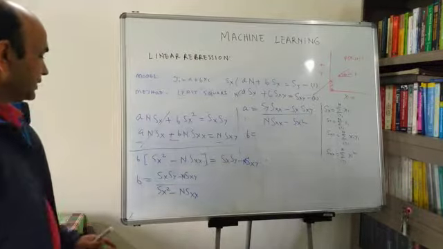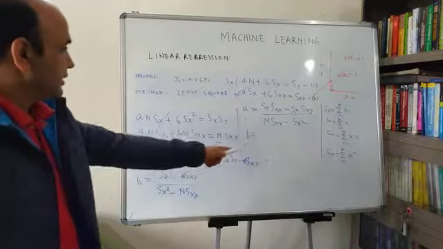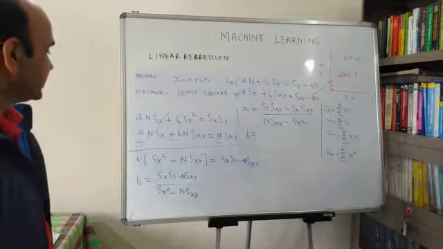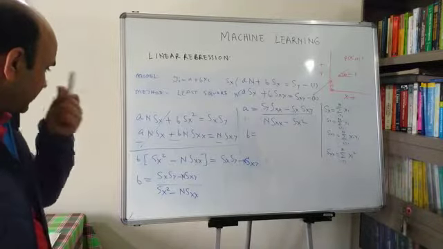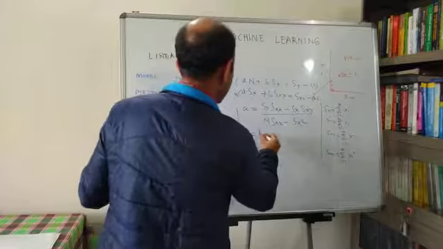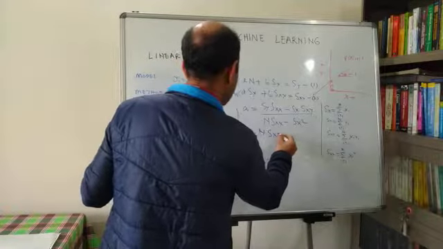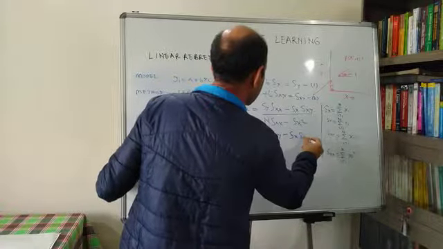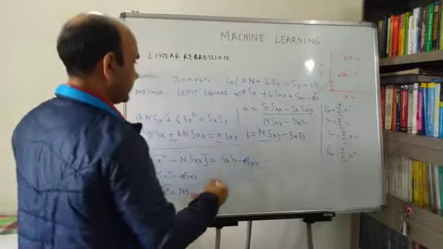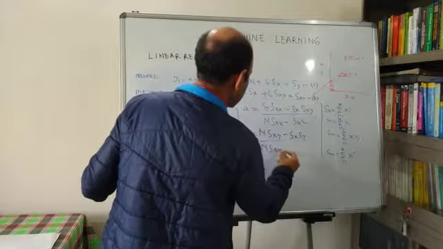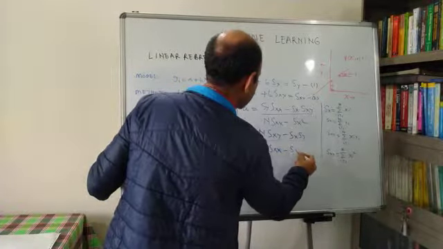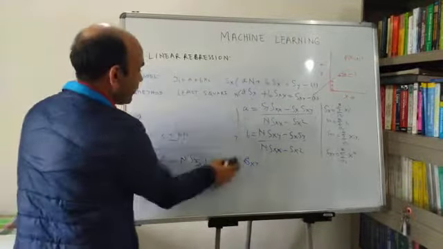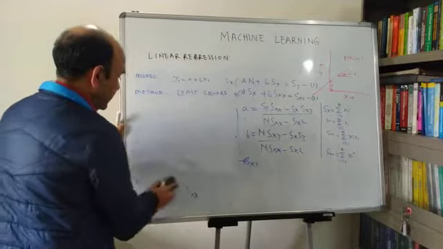Here we will do one thing. The denominator is n·sxx - sx². Just to keep the same denominator, we will multiply by -1, and then we have b = (n·sxy - sx·sy) / (n·sxx - sx²). Now we have solved these equations and obtained the values of a and b.